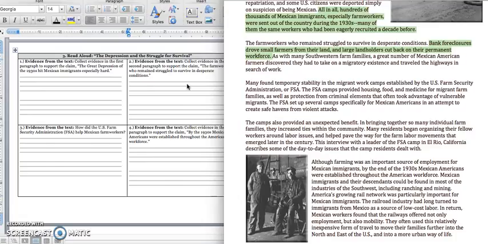The second quote that supports the idea that the farm workers struggled to survive is this part that says, a great number of Mexican-American farmers discovered they had to take on a migratory existence, meaning they had to move place to place in search of work. All right, we would write that sentence in the second part of box 2. Press pause to write down your answer and play when you're ready to keep reading.